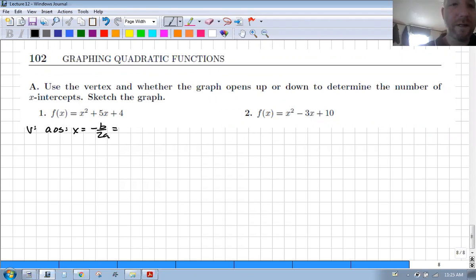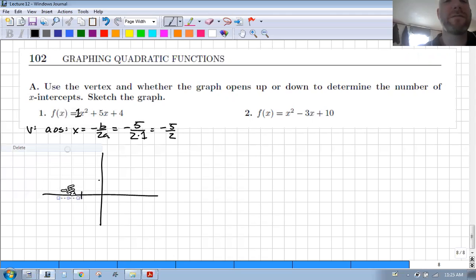Axis of symmetry is where x equals negative b over 2a. Our b here is 5, and we have 2. Our a here is a 1. We just don't write it here. I'll write it just because. So we got a negative 5 halves.